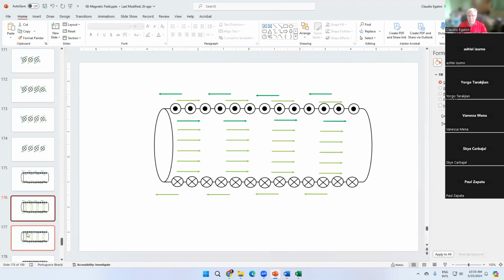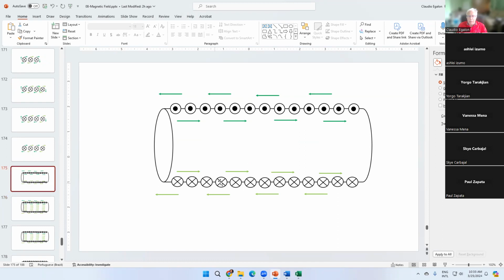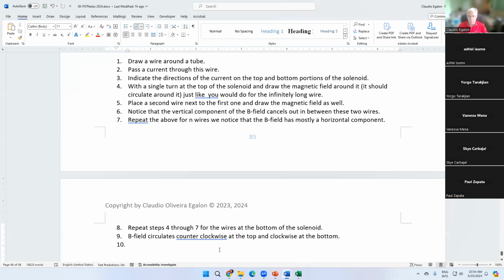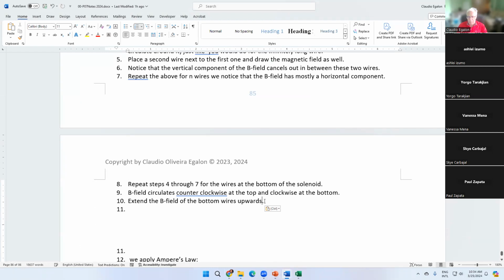Okay, what's next? Well, we recognize that because the radius of the solenoid is much smaller compared to its length, it is reasonable to assume that the contribution of the B field of this bottom part of the solenoid is going to be almost the same. And that's because of the dimensions. Here you go, the next step: extend the B field of the bottom wire upwards.